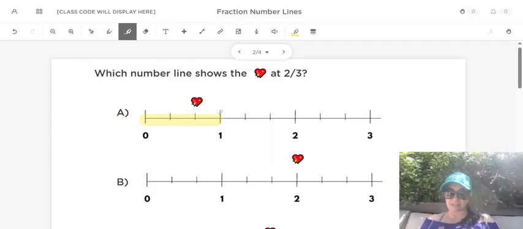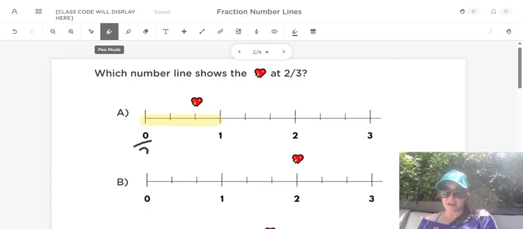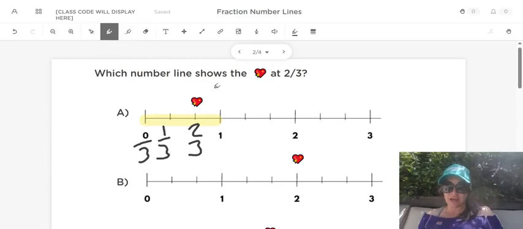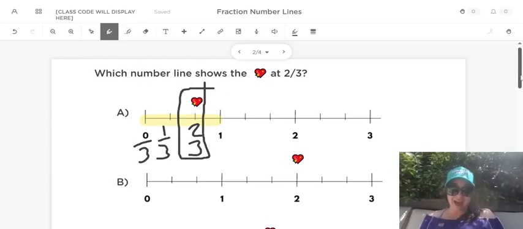1, 2, 3 spaces. It's broken up into 3 spaces. So my denominator is going to be 3, meaning this is 1/3 and this is 2/3, meaning this number line shows the heart at 2/3.